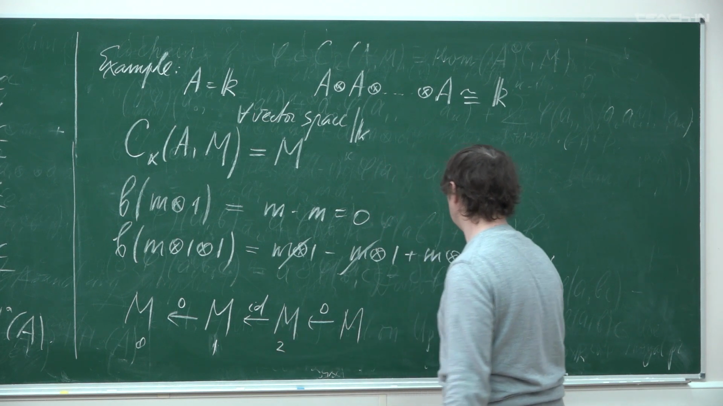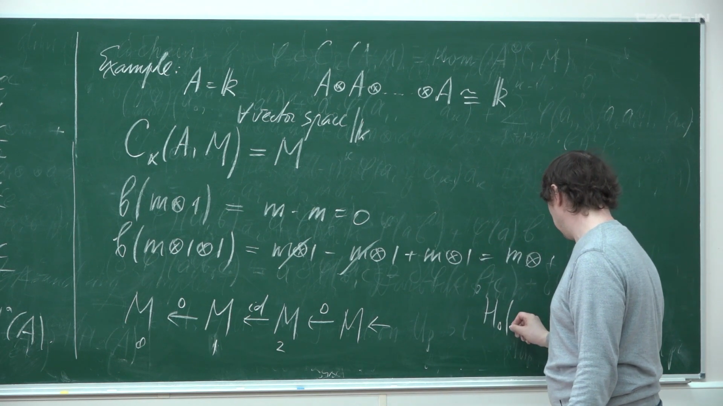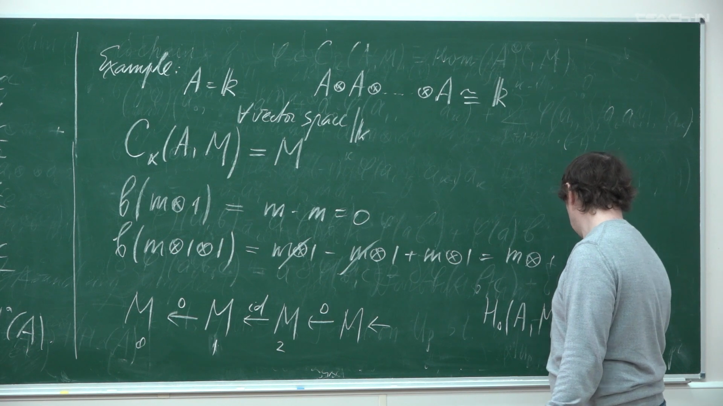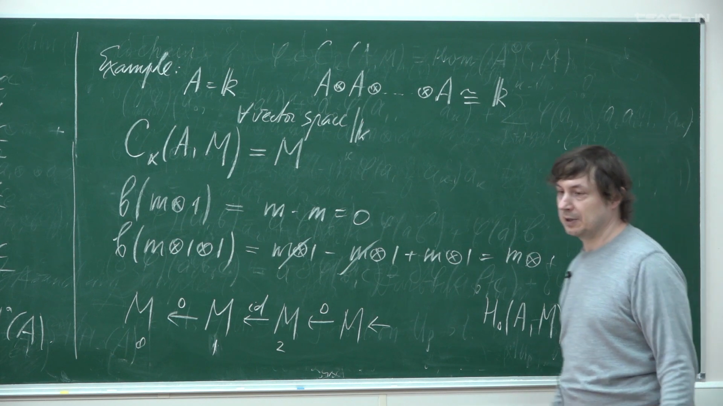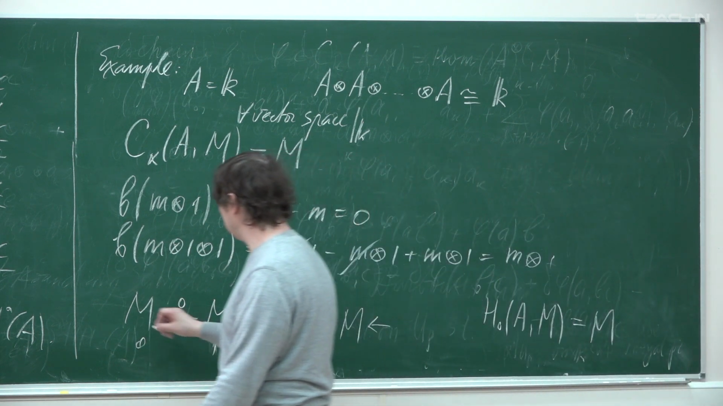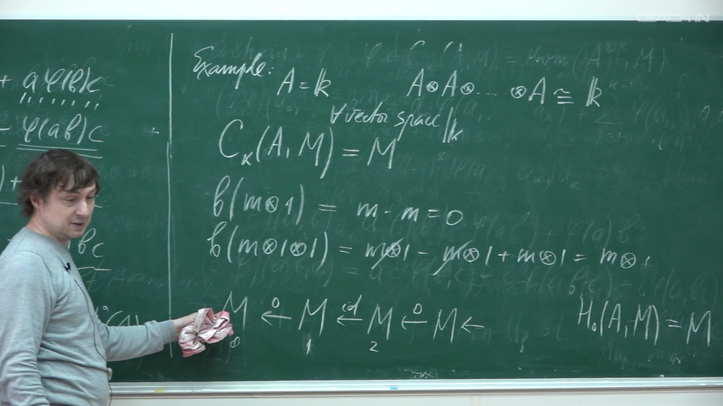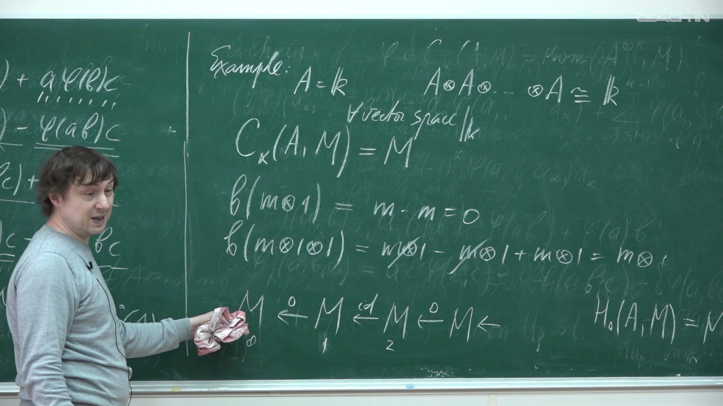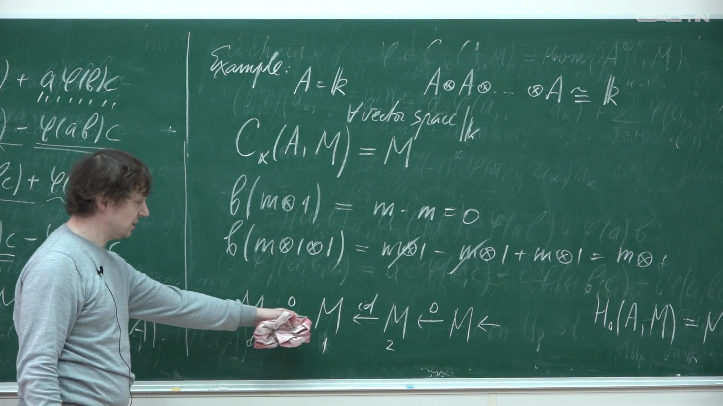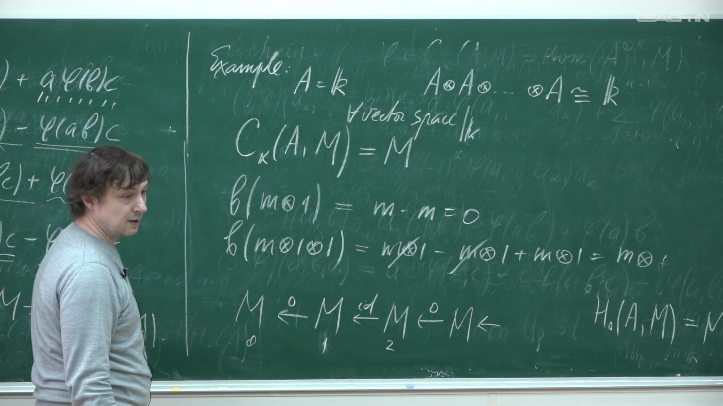You see that the homology in degree 0 is equal to M, right? Because there is nothing on the left here. Everything goes to 0. So every element here is closed, but there is nothing exact in M because the image of this map is equal to 0. So we can say that we obtain a short exact sequence.